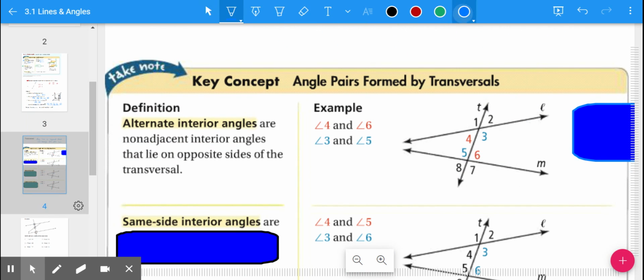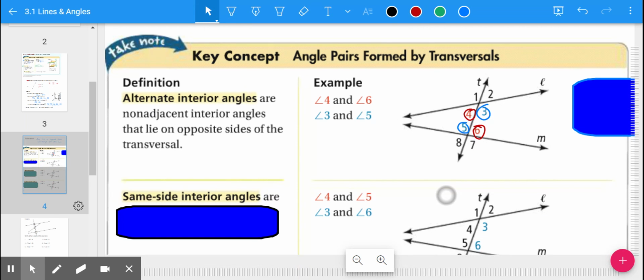So an example would be angles 3 and 5 because they're on alternate sides of the transversal, but they're both on the interior of our two lines. Same thing with 4 and 6. Those angles are considered alternate interior angles.